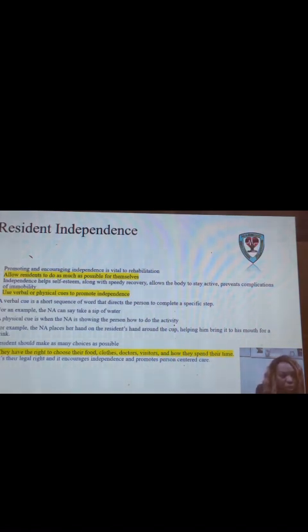It is their legal right for them to choose the food, the clothing, the doctors, the visitors, and the time that they spend. And allowing them to do these things encourages their independence and promotes person-centered care. That's what we're all aiming for, person-centered care for each individual that we're providing care for.